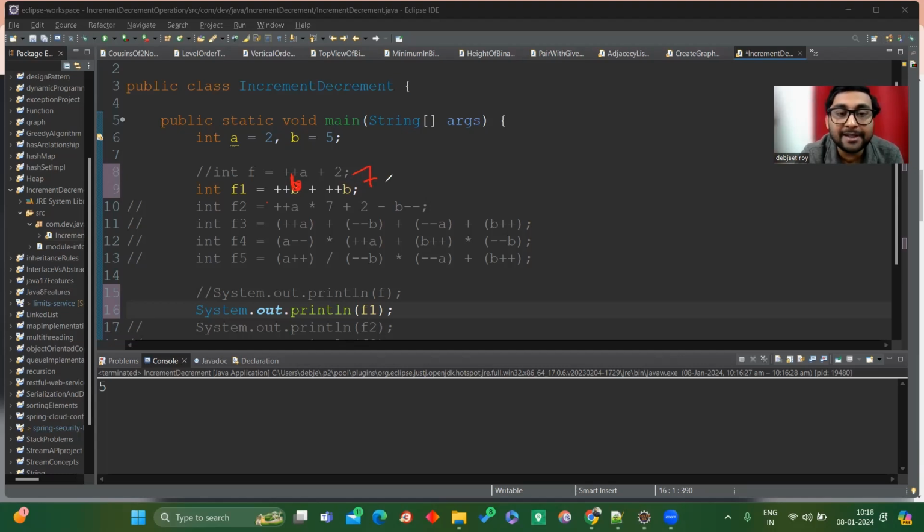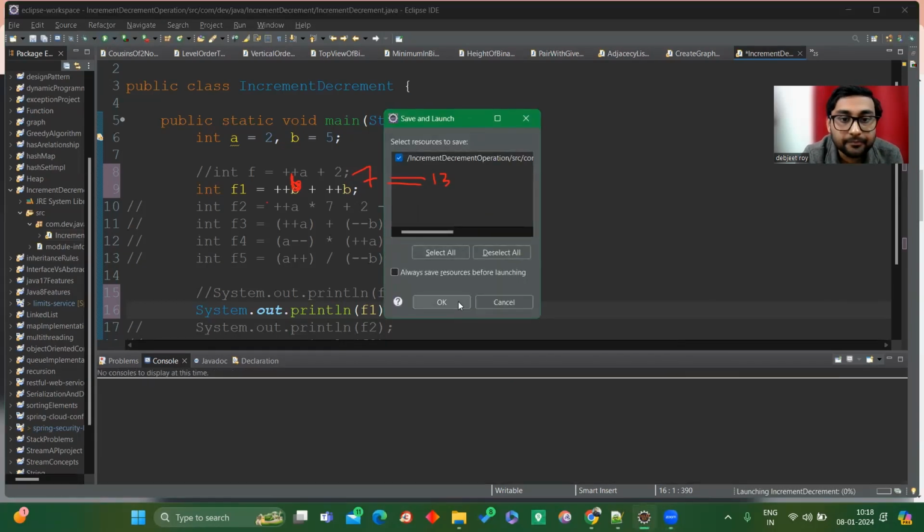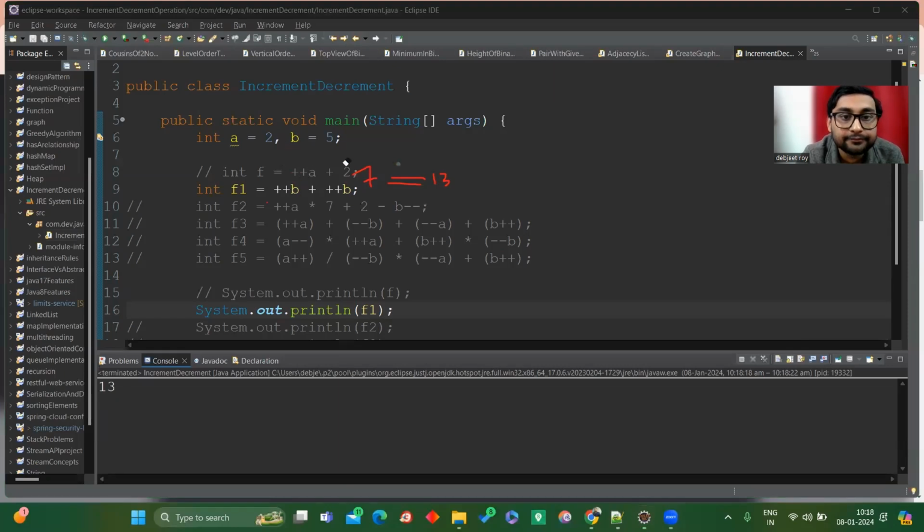So what will be my final output? 6 plus 7 is 13. Okay, so let's validate. Yes, the value is coming as 13. That means it's coming correctly. Now I will have to erase this part. Let's erase. Okay, now I will move to the third problem.